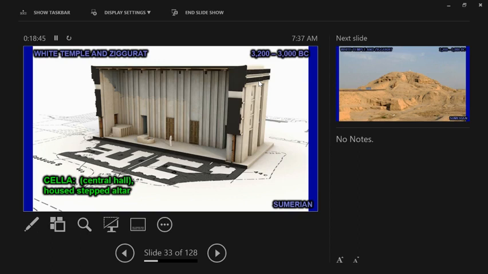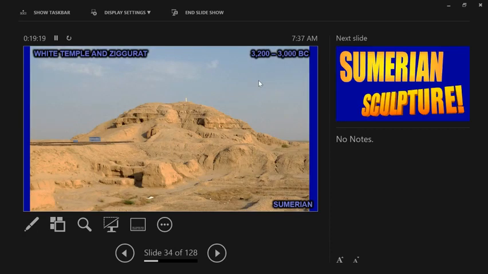The interior space, or the central hall of a temple, is called a cella. And we're going to be coming back to that again and again this semester. This is what the White Temple and ziggurat look like today. This looks like a hill, right? So it's when they do excavations that they find out how it was built.